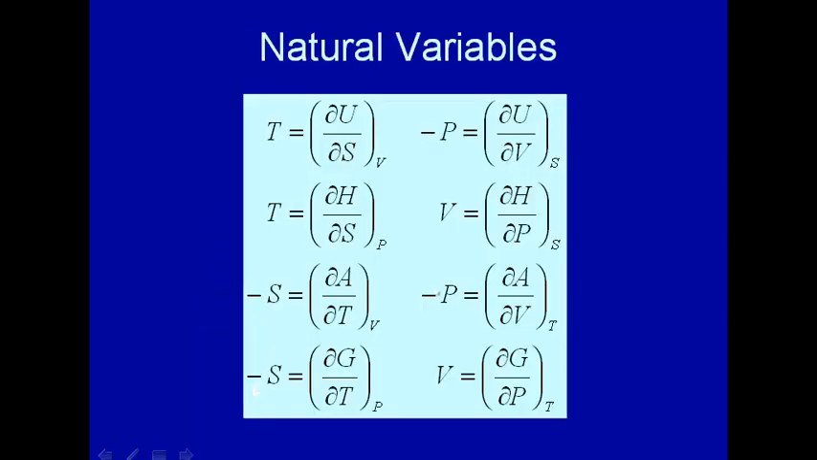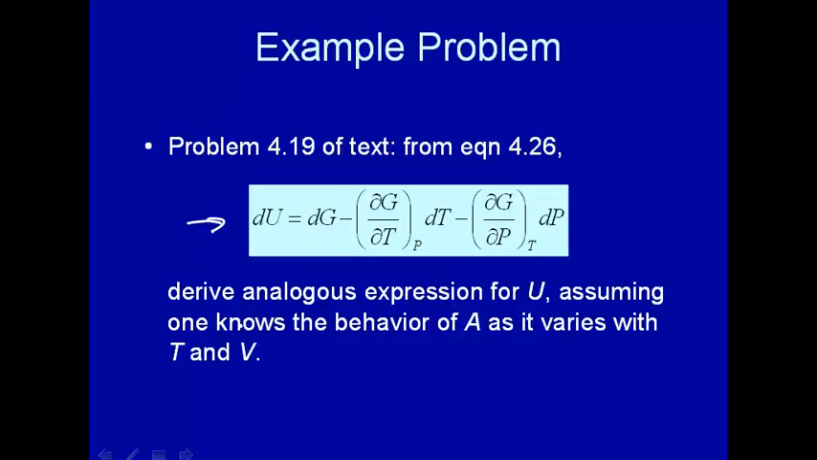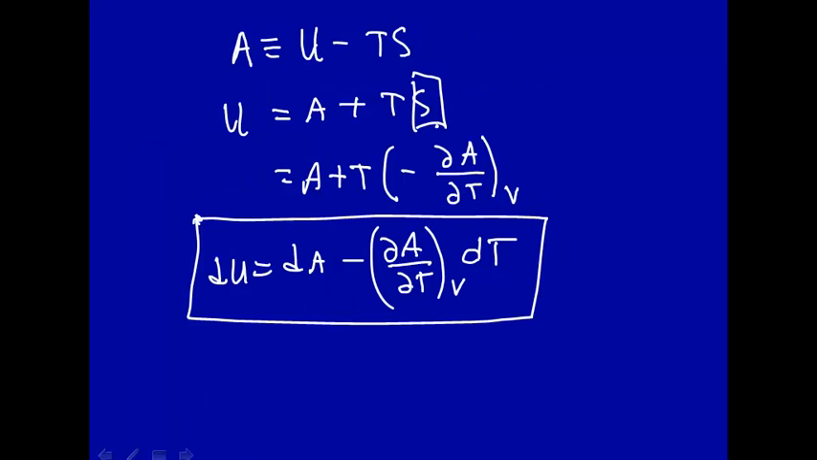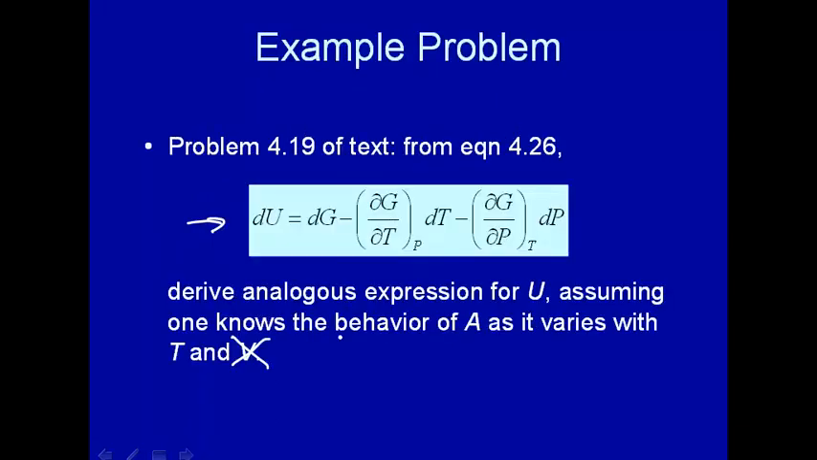Now if we look at the problem, it said, assuming one knows the behavior of A as it varies with T and V. Well, we don't have to know how it varies with V. In fact, you just have to know how it varies with temperature. So those are the kinds of things that you can do using natural variables and partial derivatives. We'll continue along this line in the next part of Lecture 8.